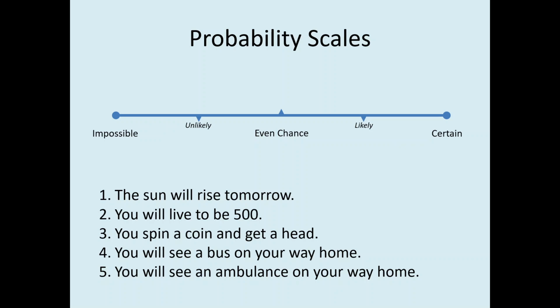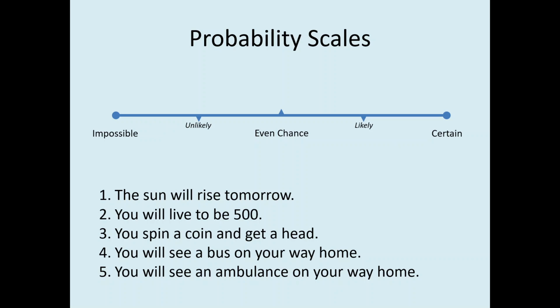1. The sun will rise tomorrow. Impossible, unlikely, even chance, likely or certain. Just think. 2. You will live to be 500. 3. You spin a coin and get a head. 4. You will see a bus on your way home. 5. You will see an ambulance on your way home.